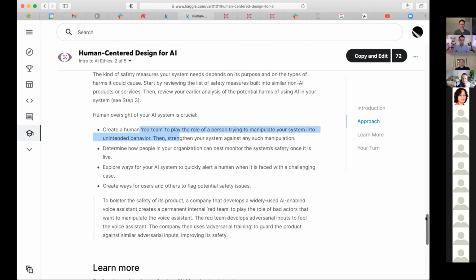Third bullet, explore ways for your system to quickly alert a human when it is faced with a challenging case. Think of the self-driving car example. You may not want to have self-driving cars 100%. You may want to have a system where the car can drive itself 99% of the time, but needs to be able to wake someone up if it can't make that determination immediately. That's definitely a design challenge, but it is a stepping stone towards fully automated vehicles.